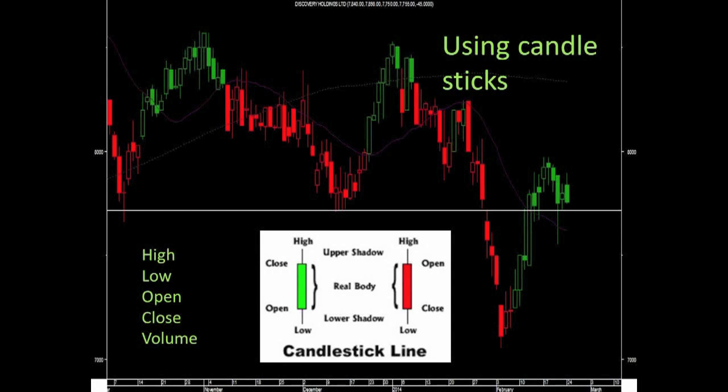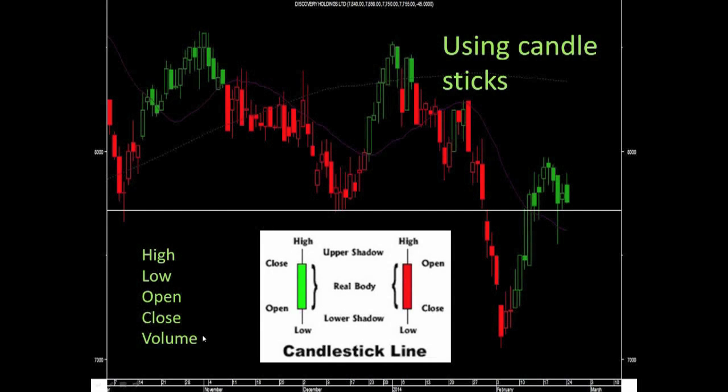First of all, I prefer to use candlesticks. This slide is just an explanation of how candlesticks work. Each of these bars is referred to as a candlestick, and what each of these candlesticks tells you is very, very important information. First of all, they give you the high of that time period, the low, the open, the close, and how much volume traded in that session.